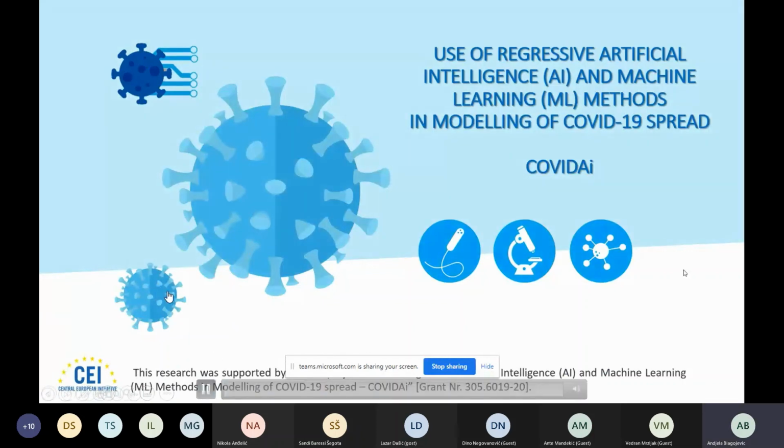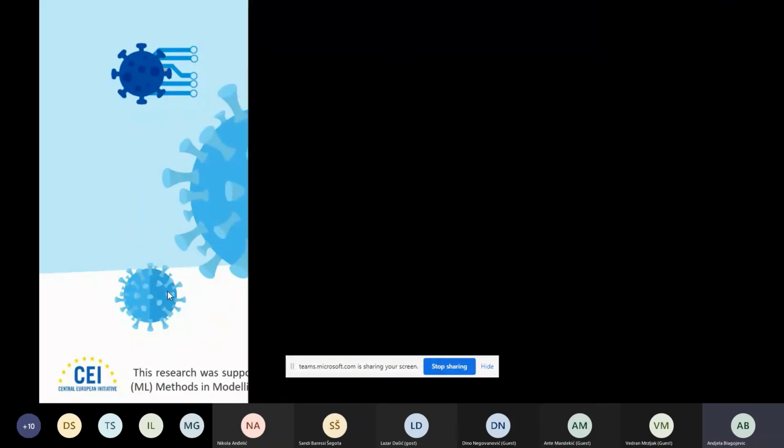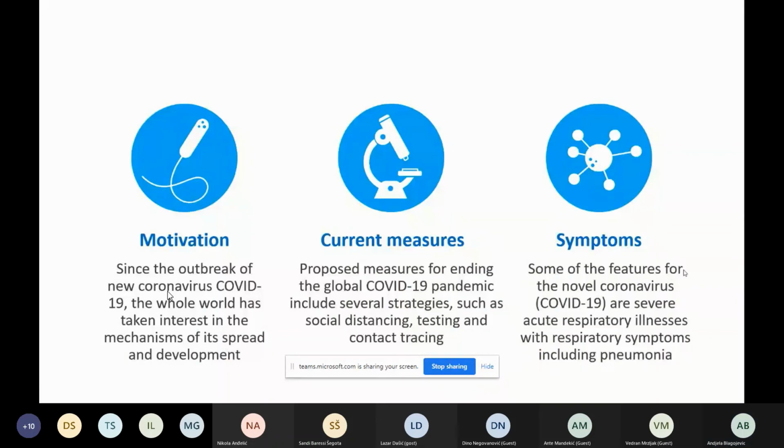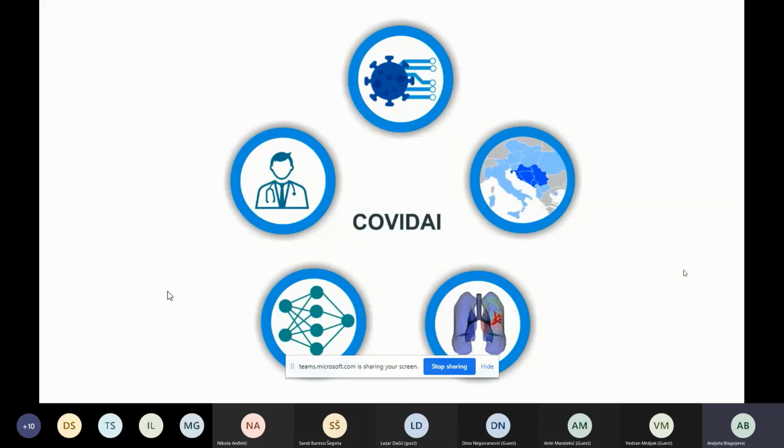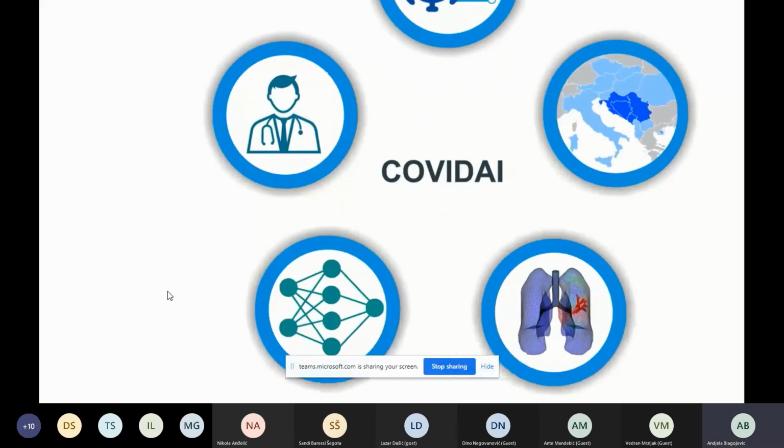COVID AI project proposes a novel approach using regressive artificial intelligence and machine learning methods to model COVID-19 spread. Main activities performed within the COVID AI project include development of several models. Personalized AI model for COVID-19 prediction, which includes monitoring the patient condition and prediction of severity of clinical condition in advance. An epidemiological model, which includes monitoring of the number of people infected with COVID-19 on a level of population. Let's dive into each one of them.